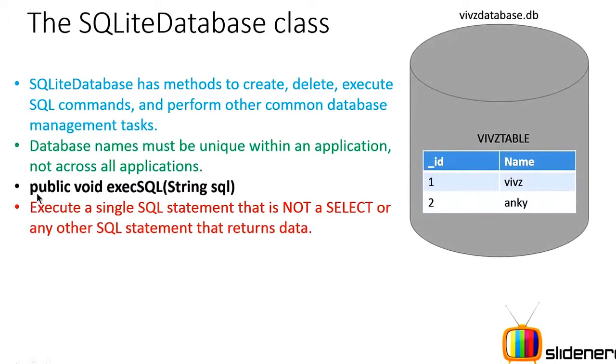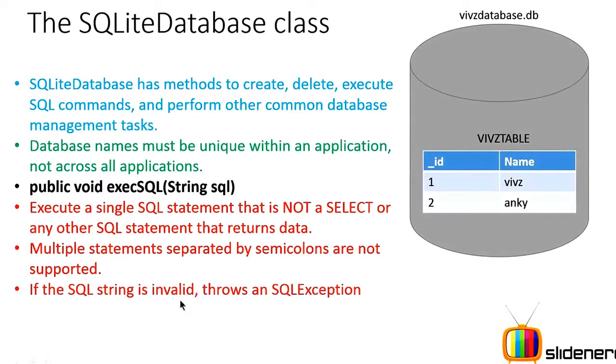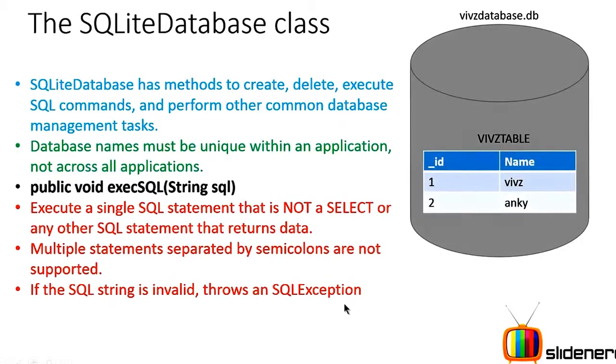As you guys notice here, it says public void execSQL. That means even if this method runs, it's not going to return anything because there is a void over here. And that is why it does not work with those kind of SQL statements that return a value, like select, or maybe insert that specifies that rows were successfully inserted or not. Multiple statements separated by semicolons are not supported. Hence you can have only a single statement inside the double quotes for a string. And of course, if the SQL statement is invalid, it's gonna throw an SQL exception.